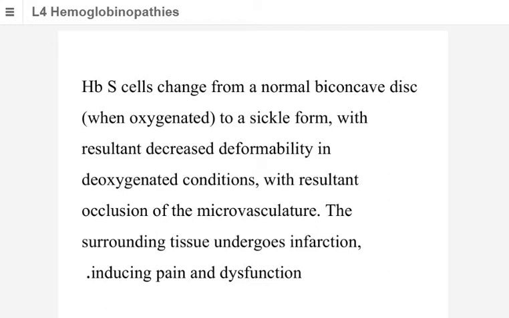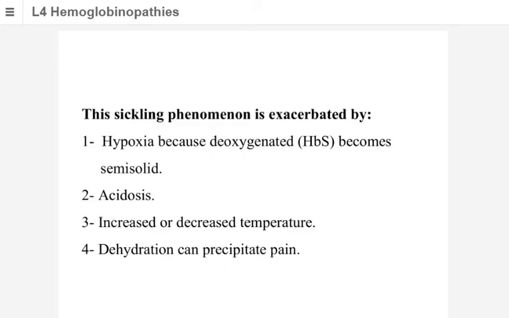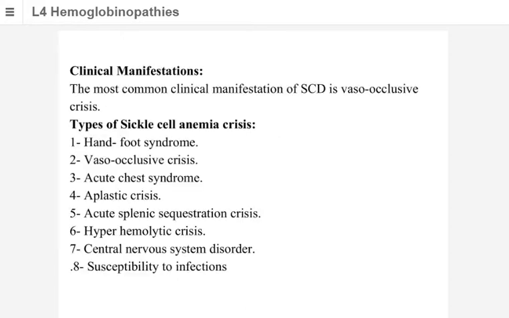Hemoglobin S cells change from a normal biconcave disc, which is the normal RBC, to a sickle form with resultant decreased deformability in the deoxygenated condition. This results in occlusion of the microvasculature, and the surrounding tissue will undergo infarction, inducing pain and dysfunction. This is the main problem in sickle cell disease. The sickling phenomenon is exacerbated by hypoxia, acidosis, extreme temperature, and dehydration.